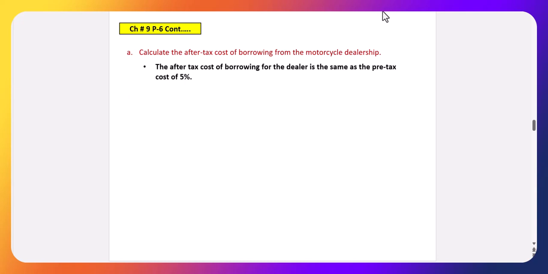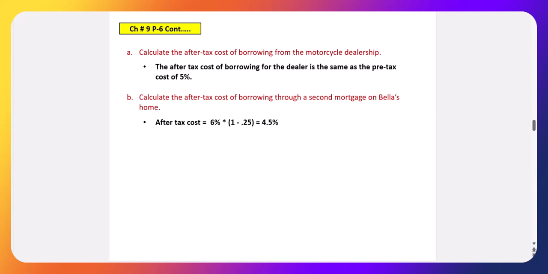So when we calculate the after-tax cost of borrowing from the motorcycle dealership, there's really nothing we should do because the after-tax cost of borrowing from the dealership is the same as the pre-tax cost of 5%. However, when we calculate the after-tax cost of borrowing through a second mortgage, because mortgage interest is tax deductible, we have 6% times (1 minus T), where T is the tax rate, her tax bracket, which is 25%, indicating that the after-tax cost of the 6% through taking a second mortgage would actually amount to 4.5%.